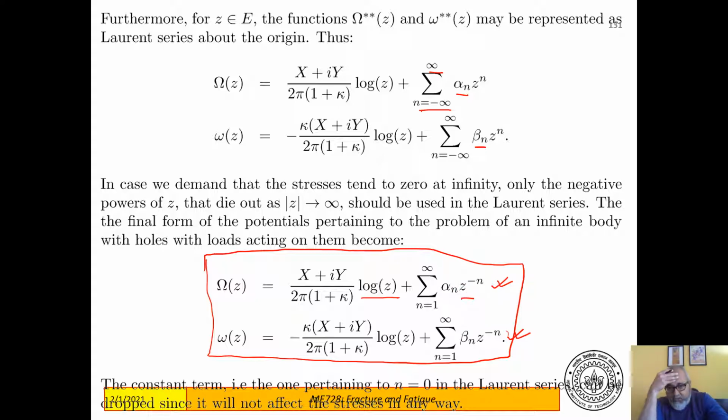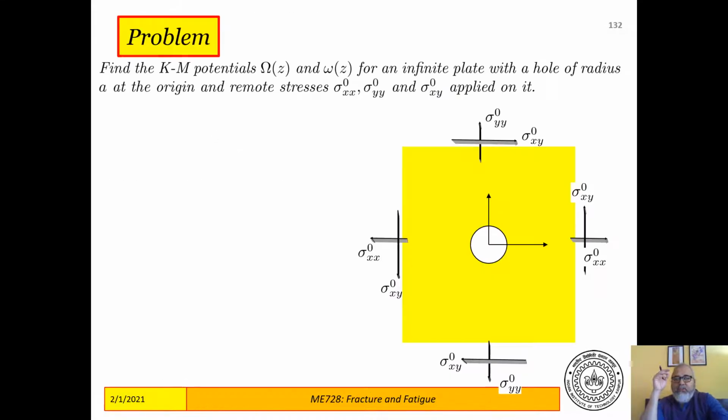Now we will apply this to a simpler problem, something that you might have done in your elasticity courses. This is an infinite plate with a circular hole of radius a, subjected to a set of remote loads. I'll not solve this problem till the end, so I'll leave the last few final steps to you, but I will start you off. So what we are now going to do is the following.